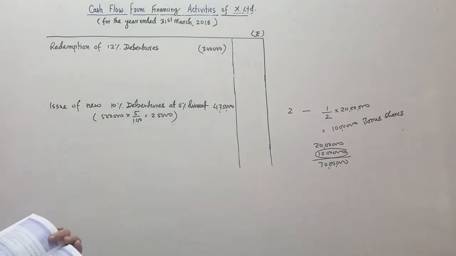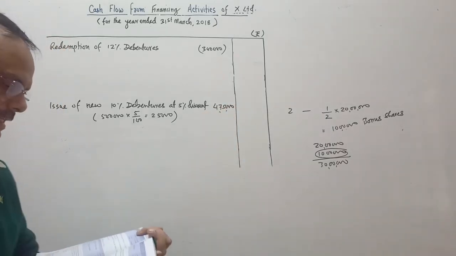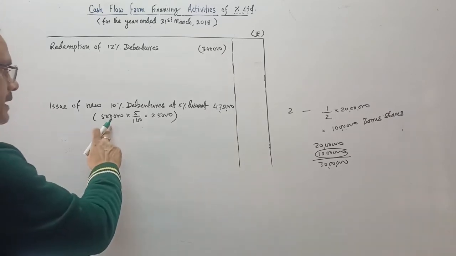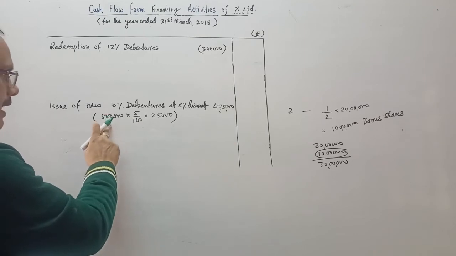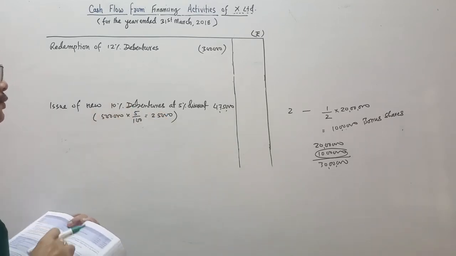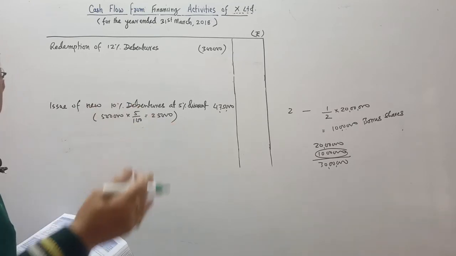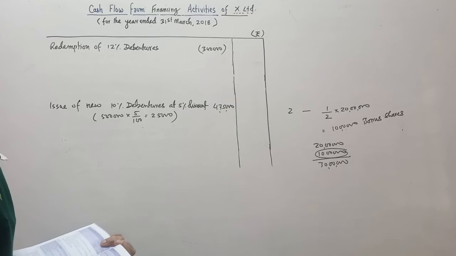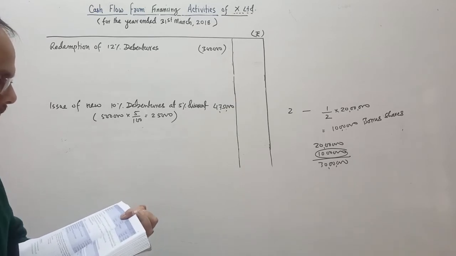In business the amount will come 4 lakh 75,000. It's an inflow at a discount of 5%. So 5 lakhs into 5 upon 100, this is the amount of discount. So 5 lakh minus 25,000, 4 lakh 75,000 will come in the business from the financing activities.